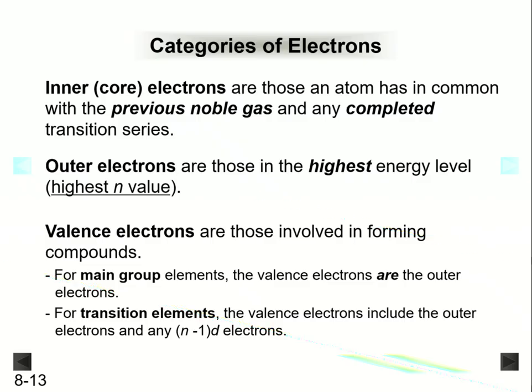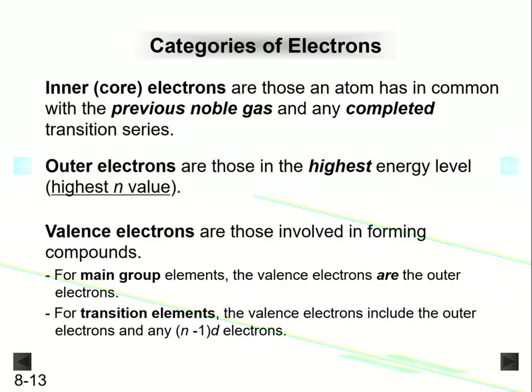So when we get to the mechanics videos for this chapter, we'll go through some example problems where we'll count out inner or core electrons for various types of elements. The outer electrons are those with the highest energy level. That is the highest principal quantum number or the highest n value. That's fairly straightforward.